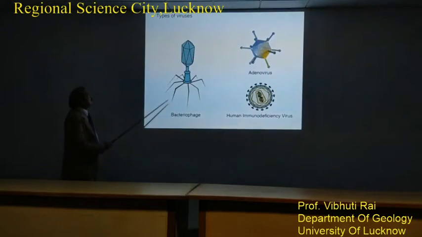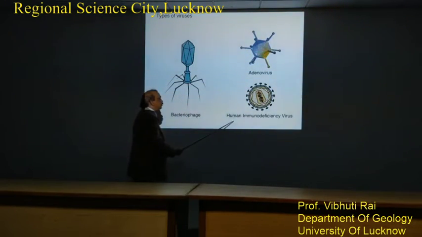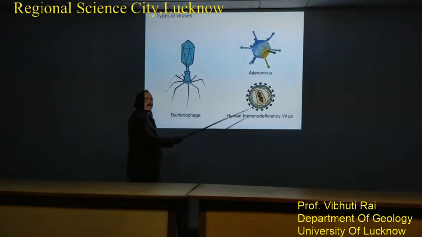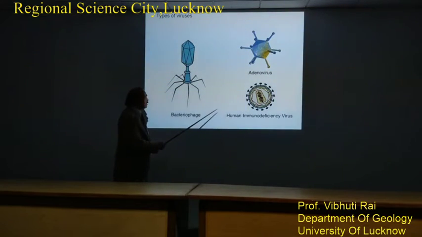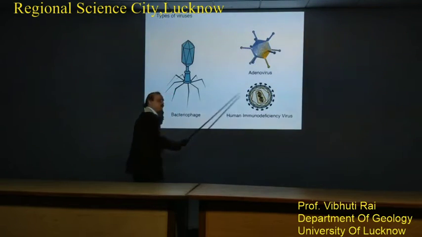Next, please. As you can see, this is a bacteriophage, this is an adenovirus, this is the human immunodeficiency virus. So there are many types of viruses, and these are actually very tiny. These are large diagrams that I have shown, where you can see the internal material, the external material, an envelope, and these protruding elements of the virus. And this is the one we are going to actually discuss.